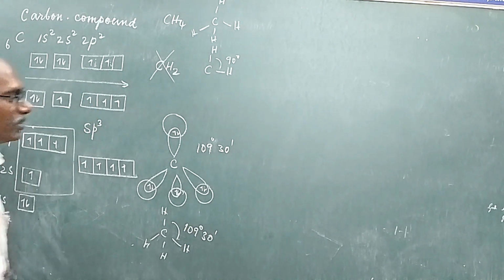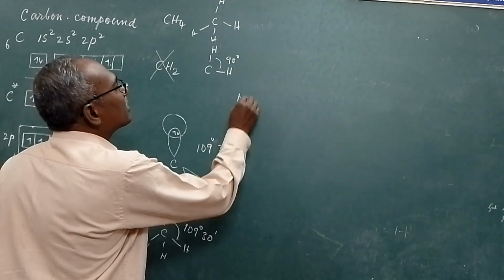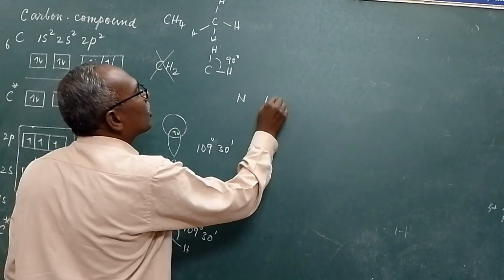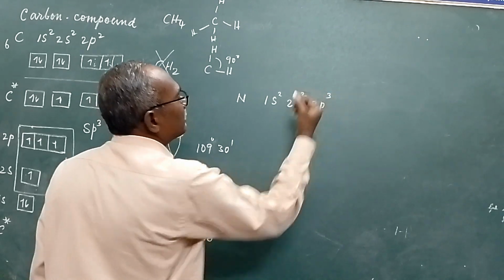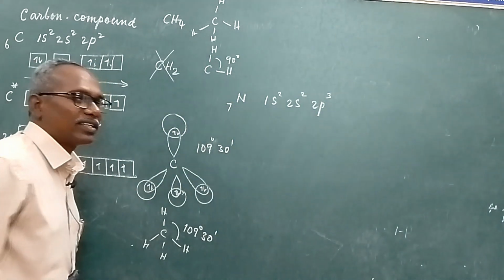Now, if you take nitrogen, nitrogen electronic configuration is 1s2, 2s2 and 2p3. So the atomic number of nitrogen is 7.